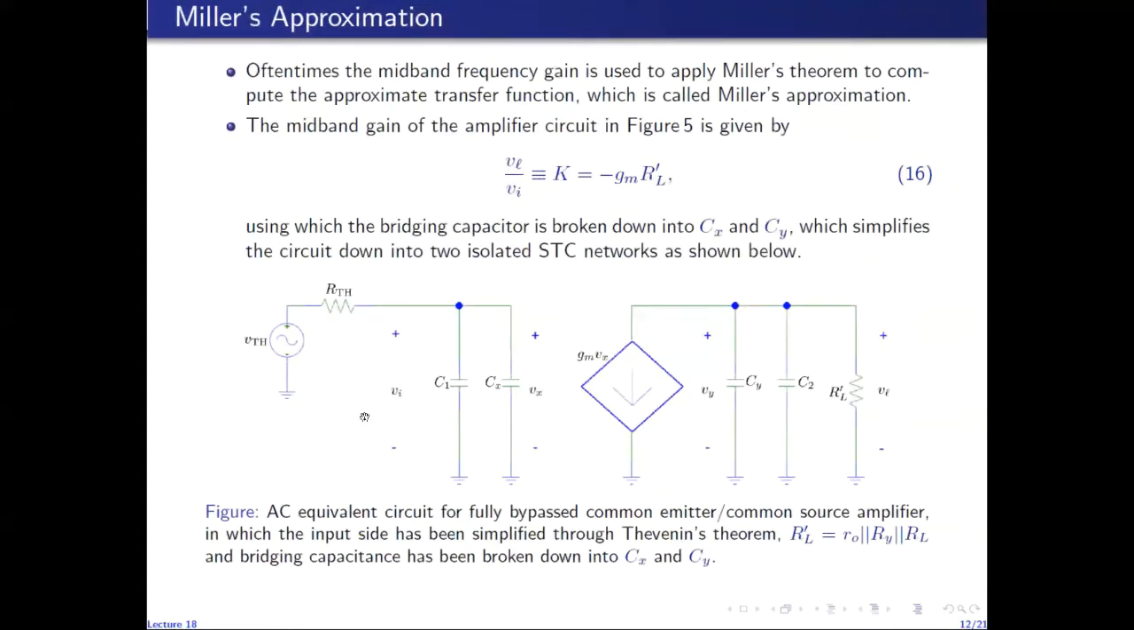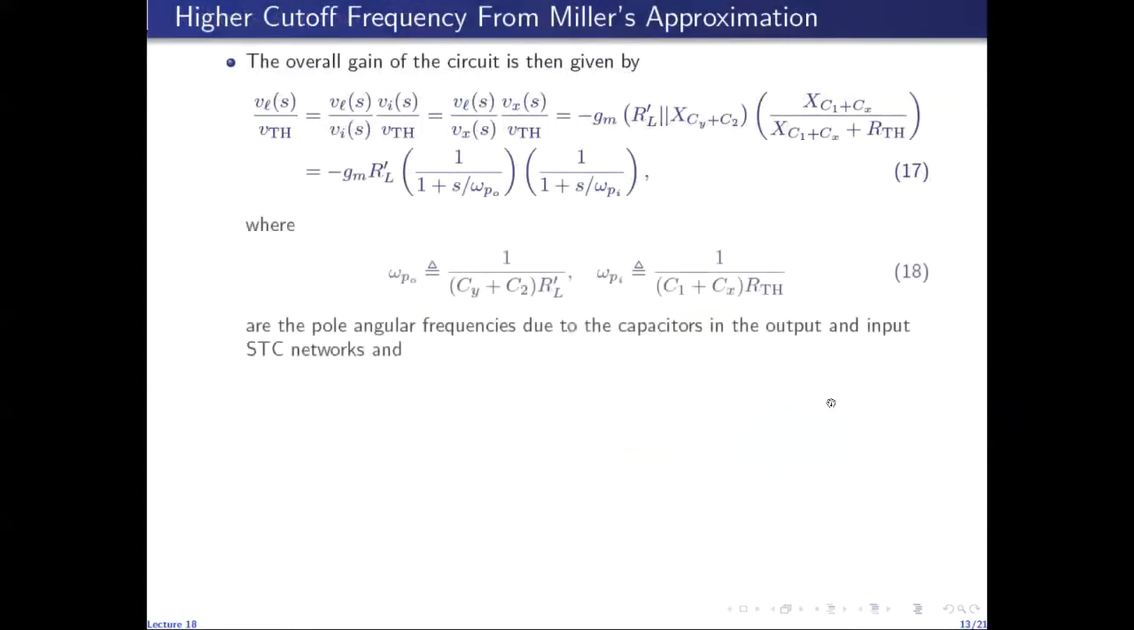On the other hand, if V sig is set to 0, which will set V Thevenin to 0, then Vx will be 0, which means that this will be open circuited. So the equivalent resistance seen by this equivalent capacitance will be equal to RL prime. So this equivalent capacitance times RL prime is the open circuit time constant due to the output loop. So their inverse gives us the respective pole frequency.